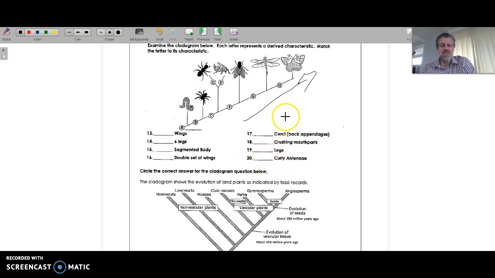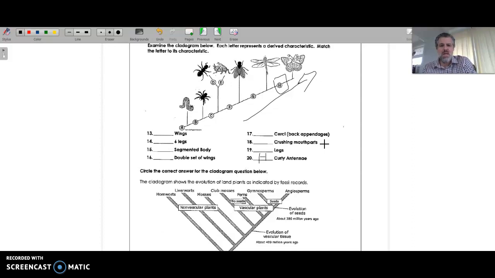Sometimes if you find right here at the end, the only organism that is going to have this H, which is the curly antenna derived characteristic, is that butterfly. So out here, we've got H. Writing with a mouse is sometimes a challenge. I wish I had a tablet to do this on, so I don't right now. So we're going to work with a mouse as time goes on.